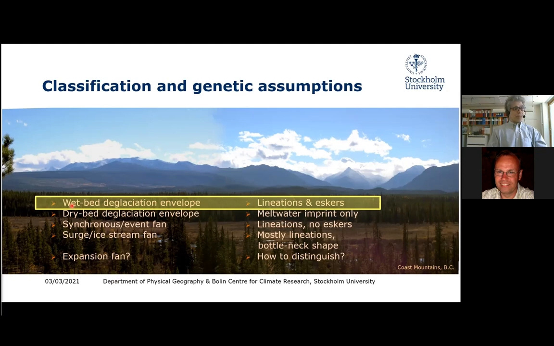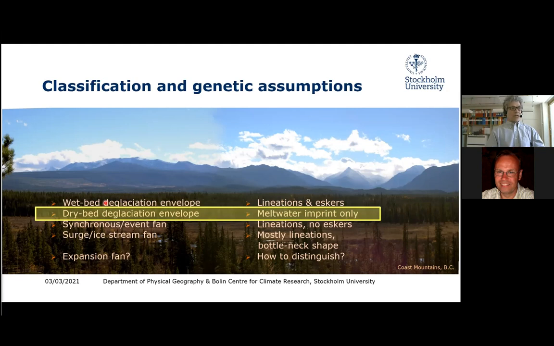And by and large, it was wet bed, the ice was sliding. And what do we see? Well, we get the lineations as ice is sliding, and we get the eskers. If lineation patterns and esker patterns are parallel, because eskers form perpendicular to the ice margin, right? And so that means also parallel to lineations that are also parallel to ice flow. So if these two are co-occurring and parallel, then we know that we have to do with a deglaciation pattern. So the deglaciation envelope.